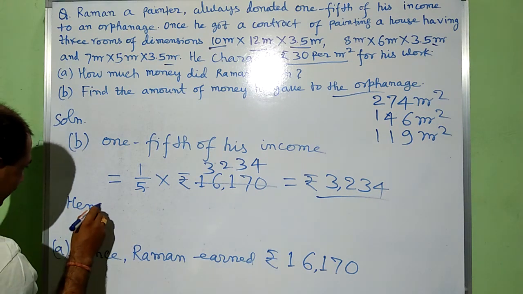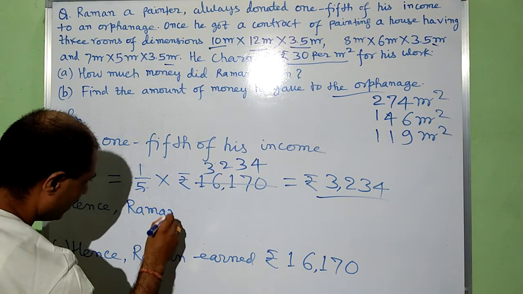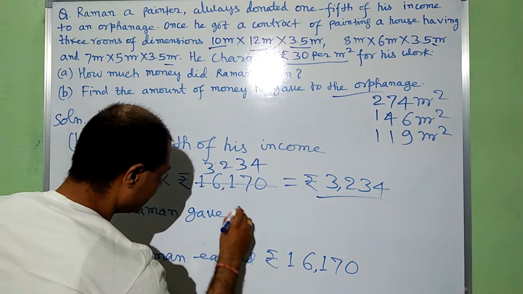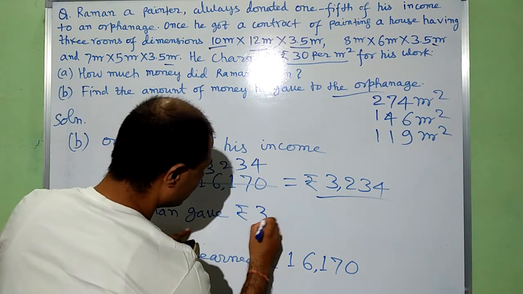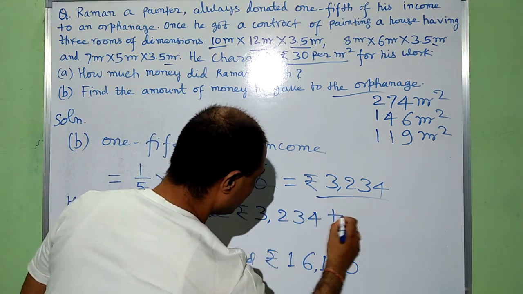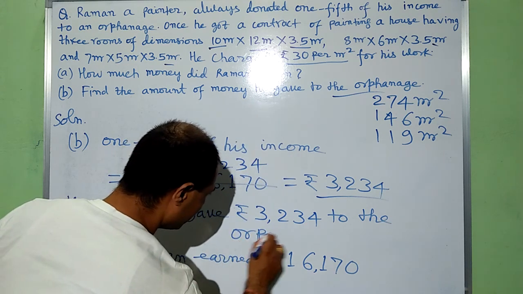Hence, Raman gave rupees 3,234 to the orphanage.